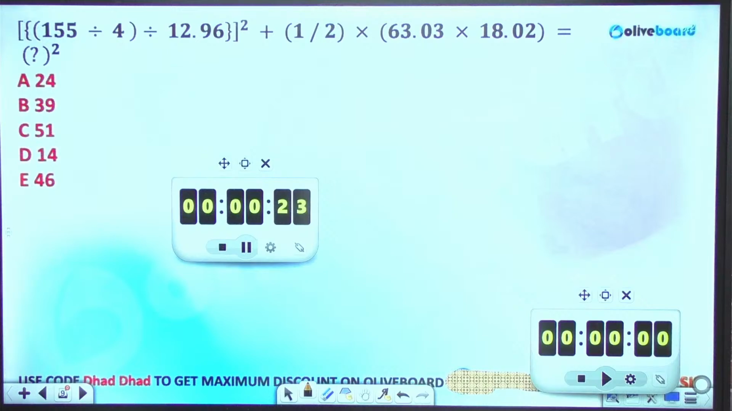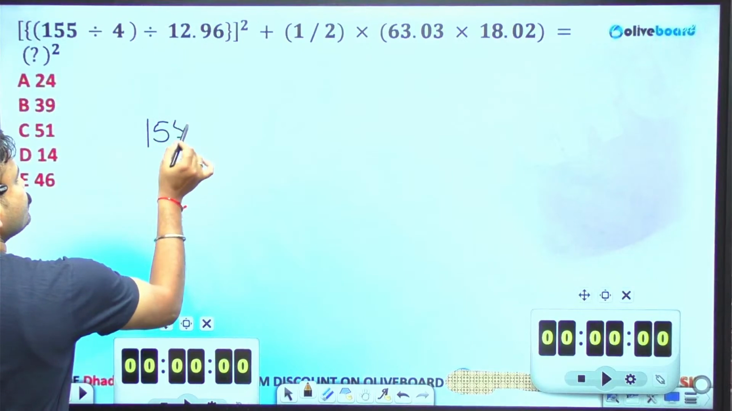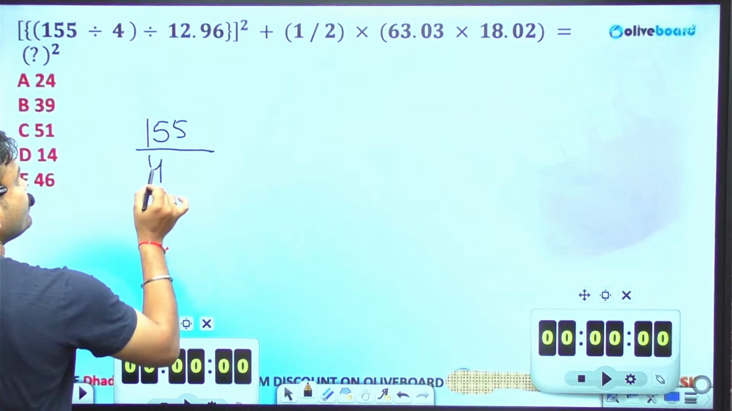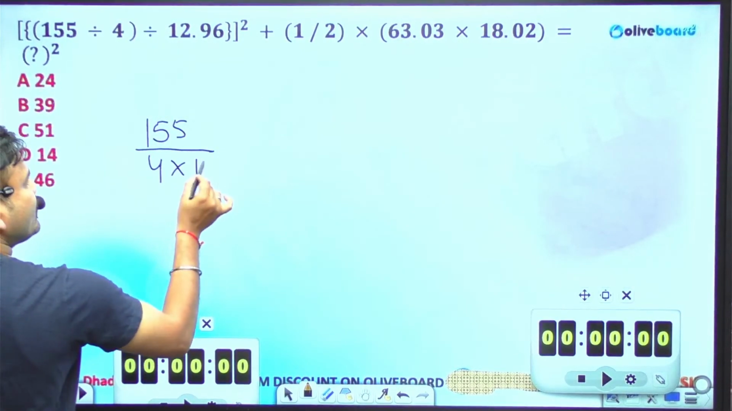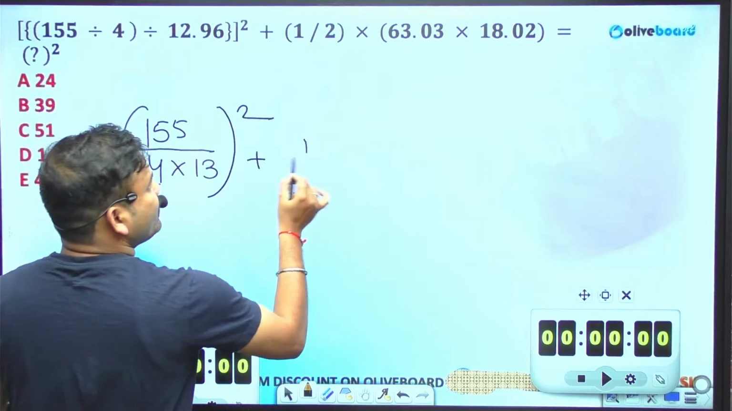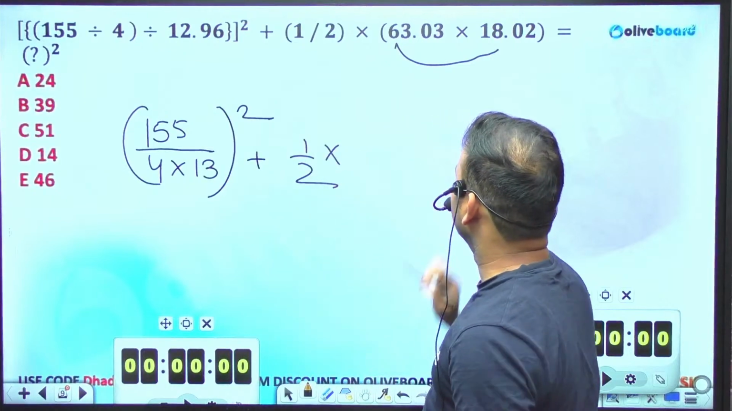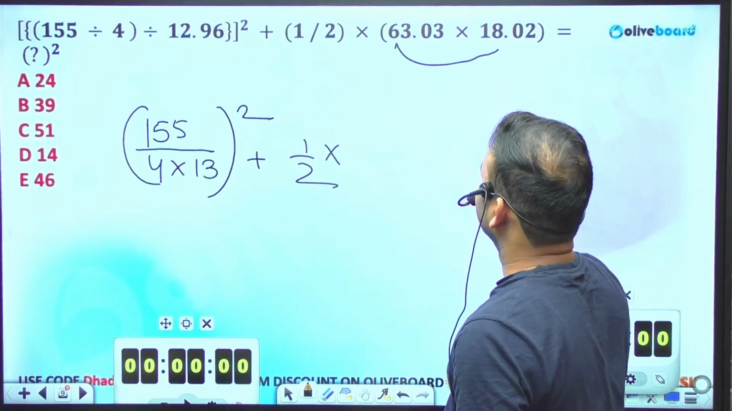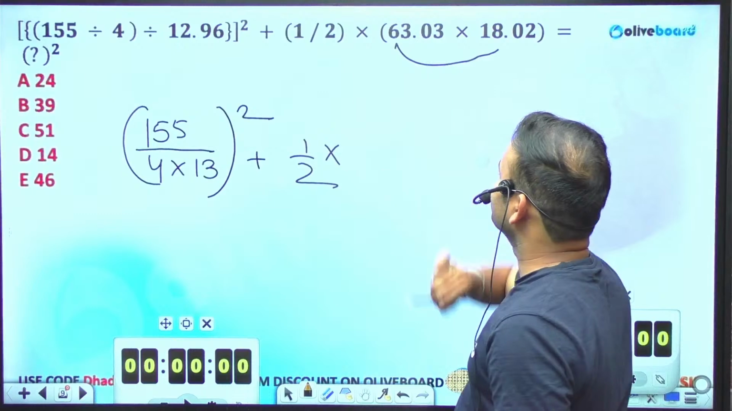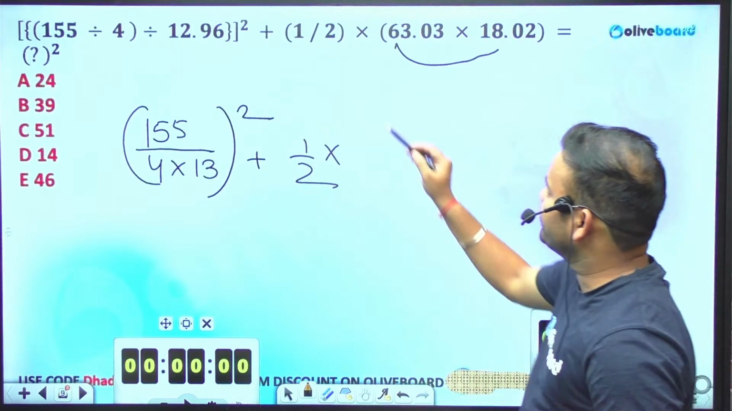Okay. So this is 155 divided by 4, times the square, plus half of 63 into 18. Half of 63 into 18. 63 into 18 will be written as 63 into 20 minus 63 into 2. Fine. Or else we can just eliminate this also.